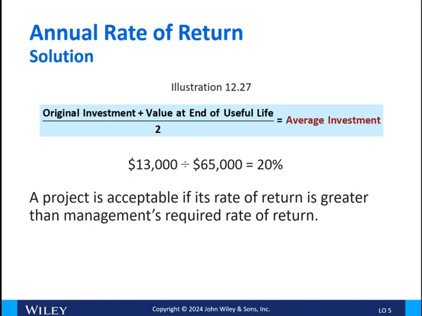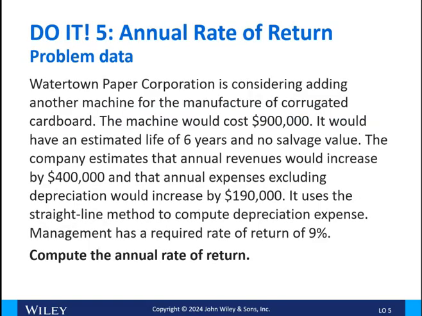So again, in this case, we're taking net income, which includes depreciation expense. We're not taking cash flows. So back to Watertown, same machine, 900,000, 6 years, no salvage value. Annual revenues increase 400,000, annual expenses increase 190,000. 210,000 is our cash flow, but we need net income to calculate the annual rate of return.